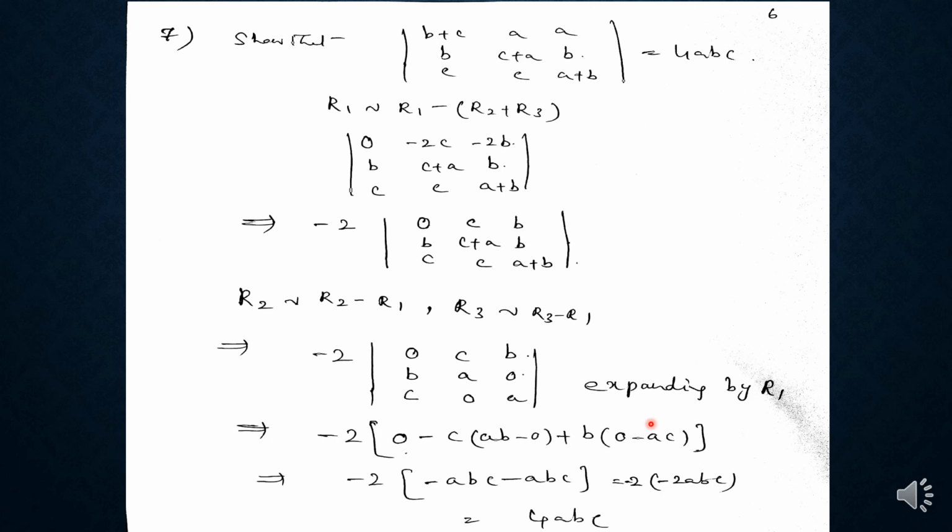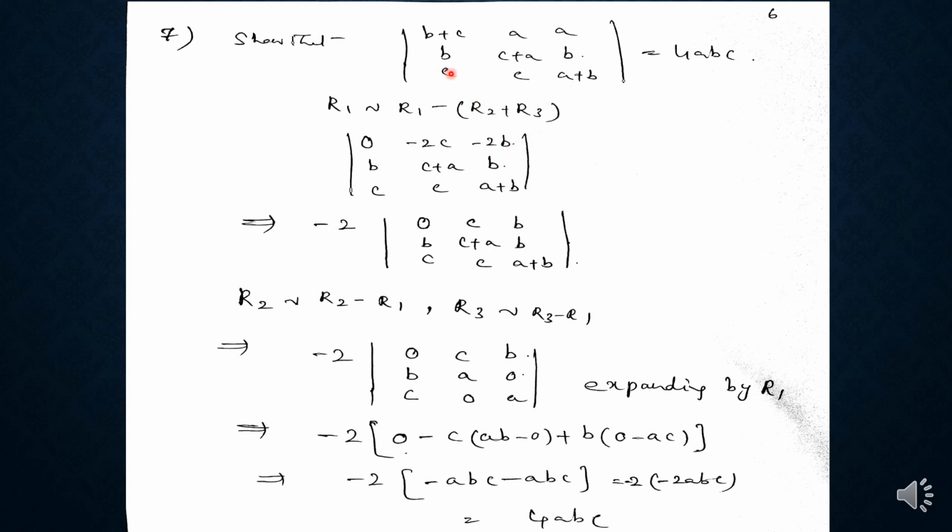So by changing R1 as R1 minus of R2 plus R3, that is b plus c minus of b plus c, that is 0. a minus of c plus a plus c, so that is a plus a minus 2c minus a, that is minus 2c. a minus of b plus a plus b, that is a minus 2b, that is minus 2b.